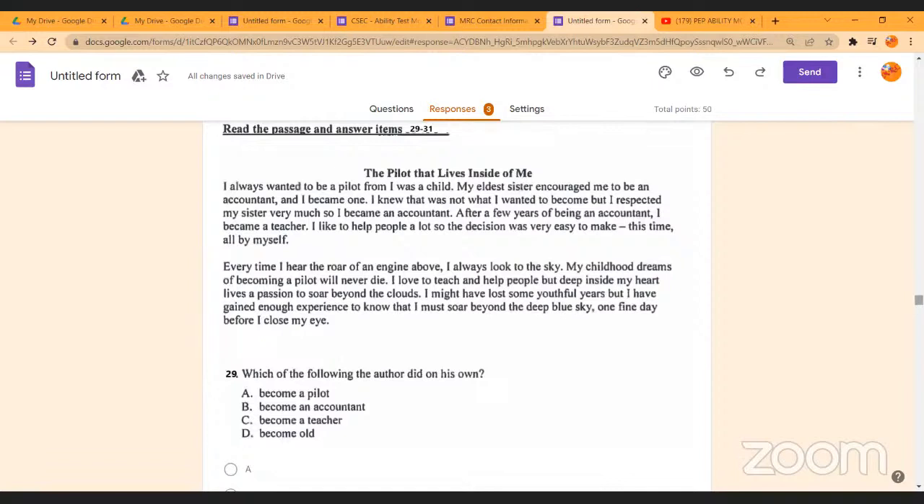Read the passage and answer items 29 to 31.